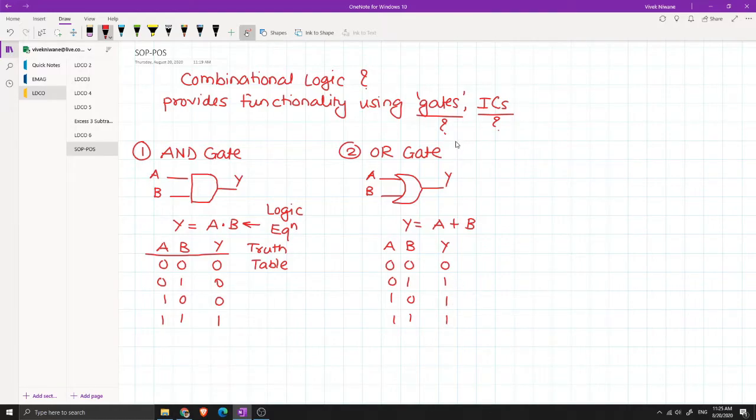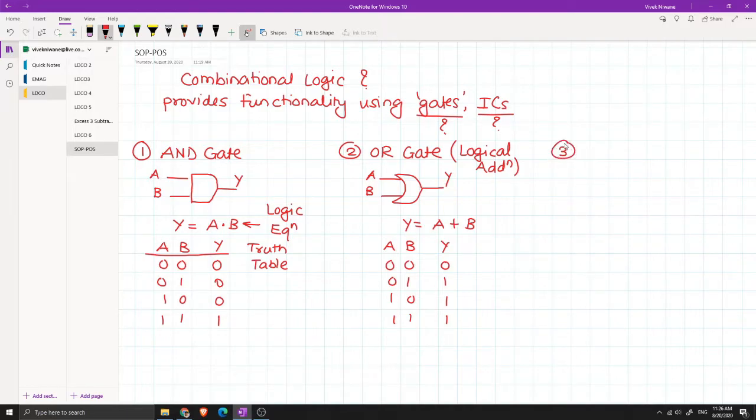Do remember that this is logical addition. Otherwise, in the case of arithmetic addition, 1 plus 1 produces sum 0 and carry 1. But since we are looking at the logic gates, 1 plus 1 is equal to 1.